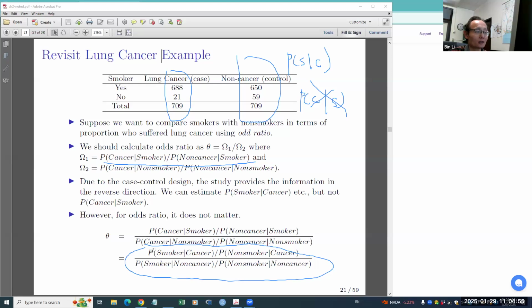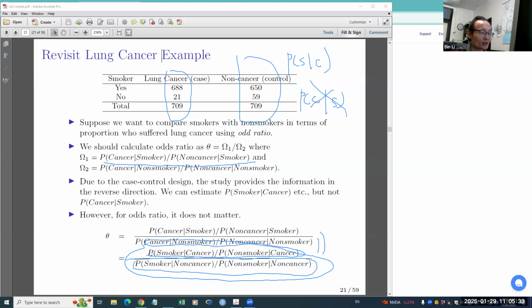So the numerator is the odds for the smoker among the cancer patients. And the denominator is the odds of being the smoker among the non-cancer patients. You see that? It's the same. They are equivalent, because for the odds ratio, we can change the X and Y. Now, these numbers, we can feel very comfortable to estimate from the table.